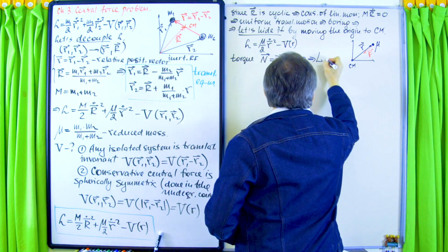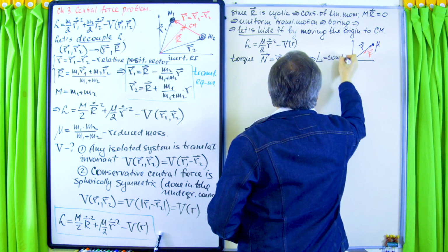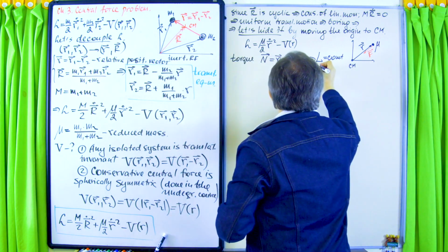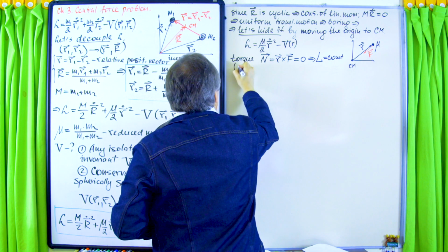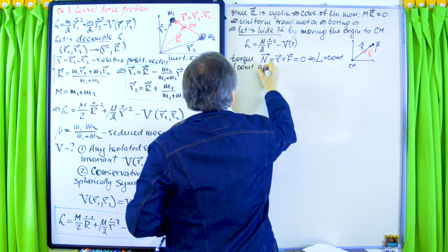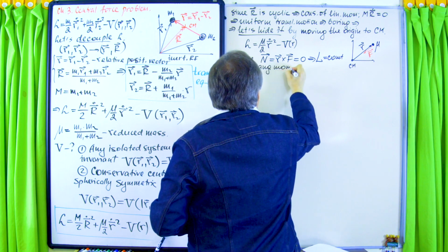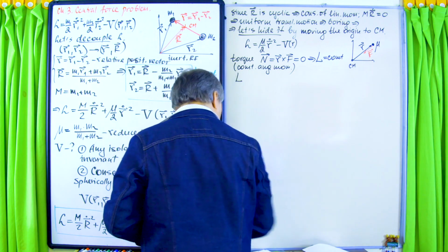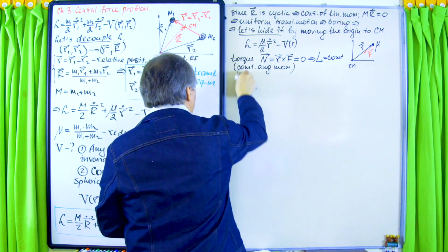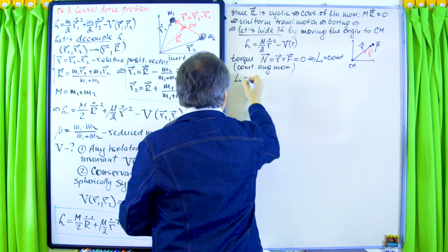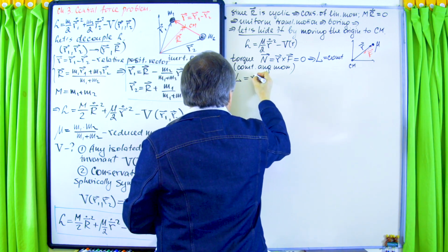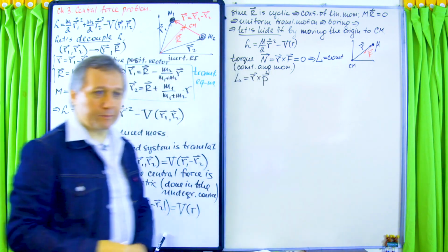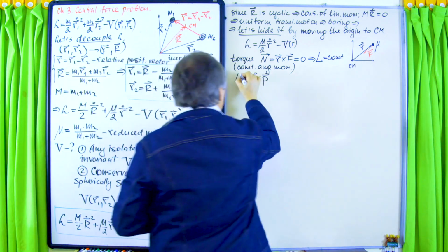So L is constant. Okay, you see, I tried to write a straight L, so it's an angular momentum. It's not the Lagrangian. So, a constant angular momentum, right? And of course, angular momentum, we all know, okay, let me write it in a better way. So L equals R cross P, right? R cross P. And it's a constant vector.